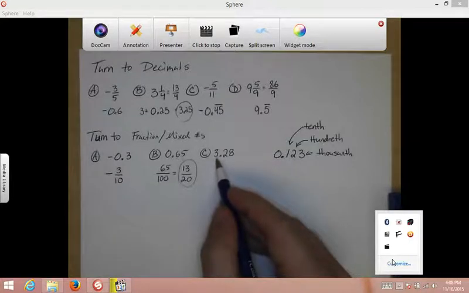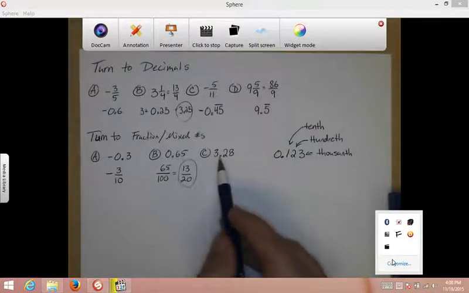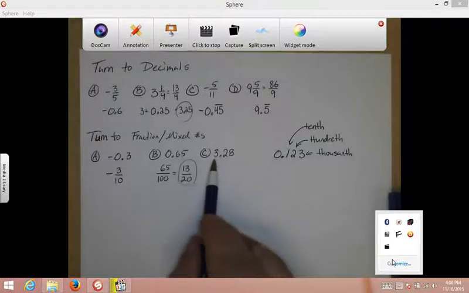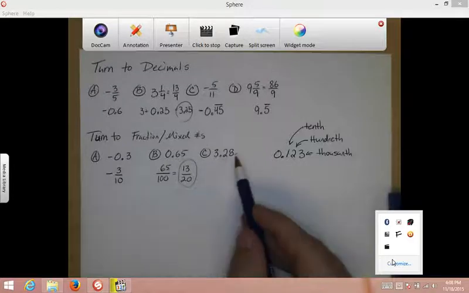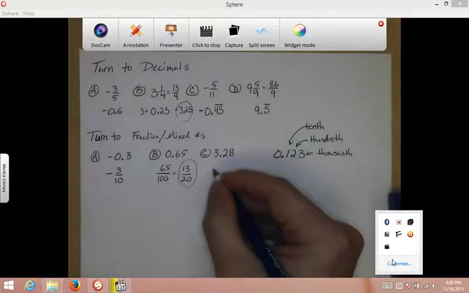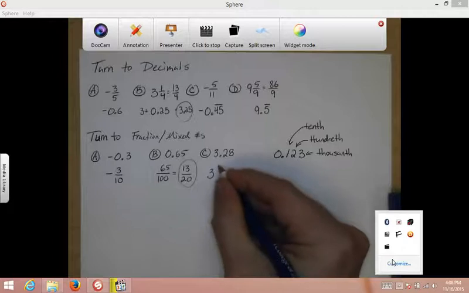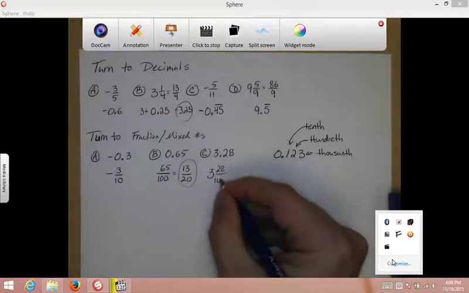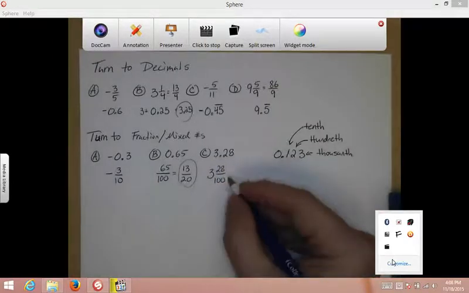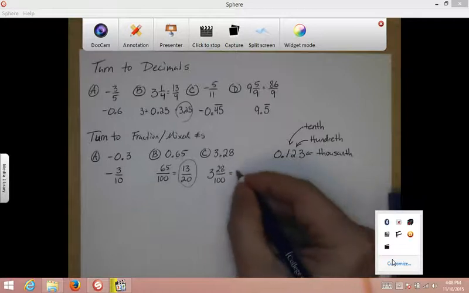Now this one here, if you have a whole number and then a decimal, you say the number and the decimal point, you say the word and. So the proper way to say this is 3 and 28 hundredths, because 8's in the 100th place. So we'd say 3 and 28 hundredths, just like how we say it. Now I can reduce these as well. I can divide 28 and 100 both by 4. So whole number stays the same.